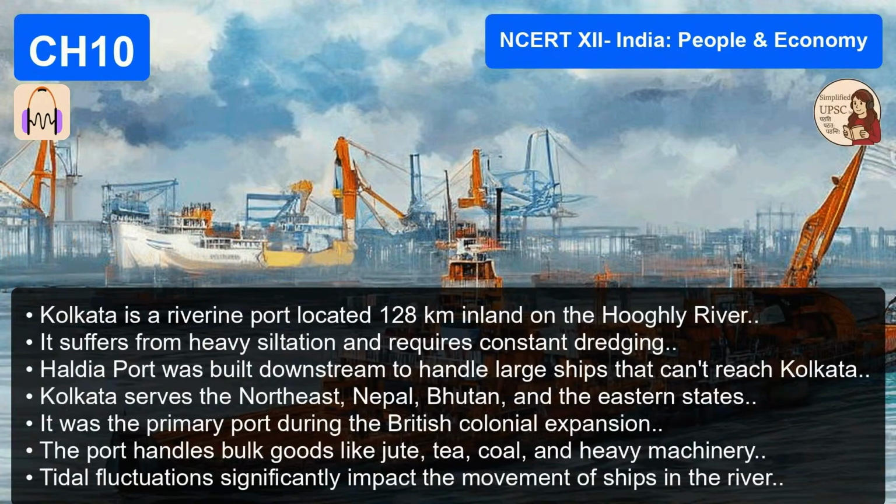All right, let's do it. Kandla. The child of partition. Before 1947, the entire Northwest was served by Karachi. When Pakistan was created, we lost Karachi. So we built Kandla specifically to replace it and relieve the pressure on Mumbai. It handles huge amounts of petroleum and fertilizer.